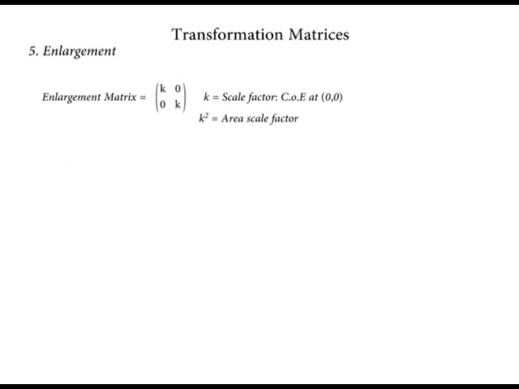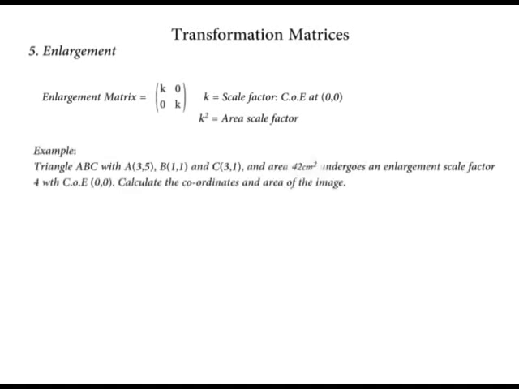For example, triangle ABC with coordinates A (3, 5), B (1, 1), and C (3, 1), and area 4 square units undergoes an enlargement with scale factor 4 with center of enlargement at 0, 0. Calculate the coordinates and the area of the image.